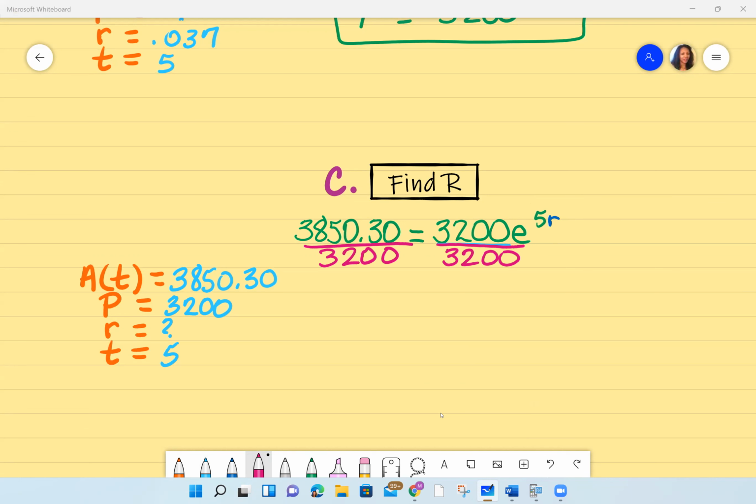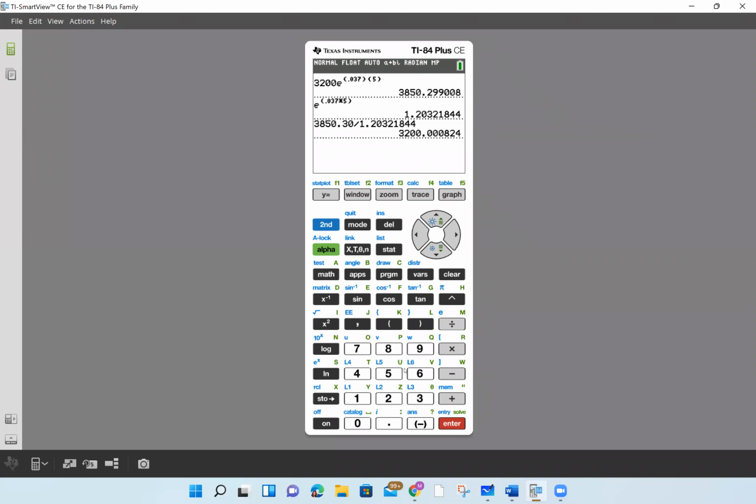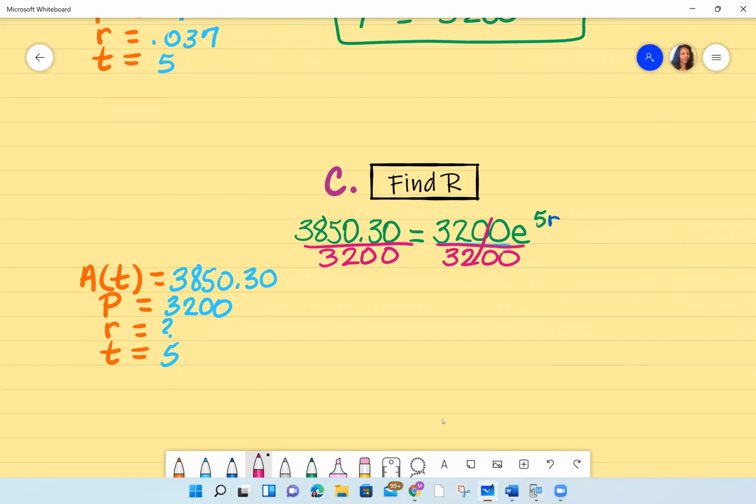Let's go to my calculator again. And I have 3,850.30 divided by 3,200. And that gives me that same number, 1.2032. And I'm setting this equal to E raised to the 5R power. So what I could do is, well, no, I don't want to do that. I'm going to rewrite this as a natural log.